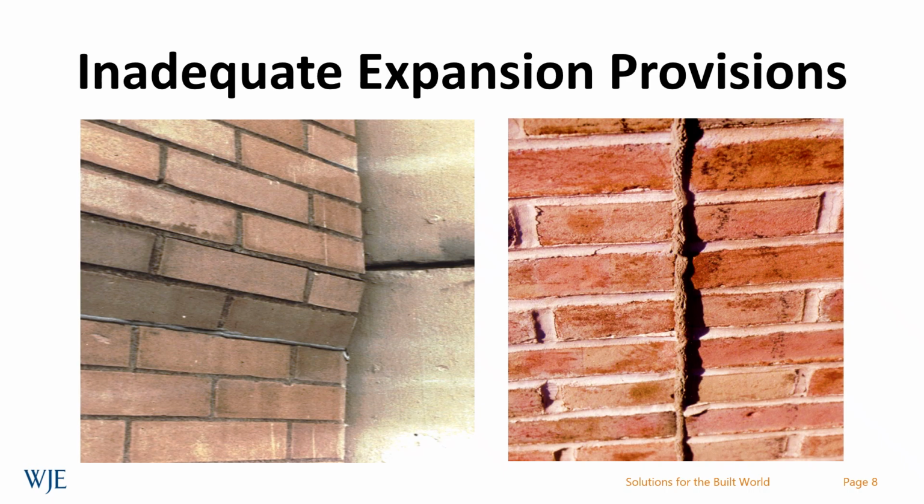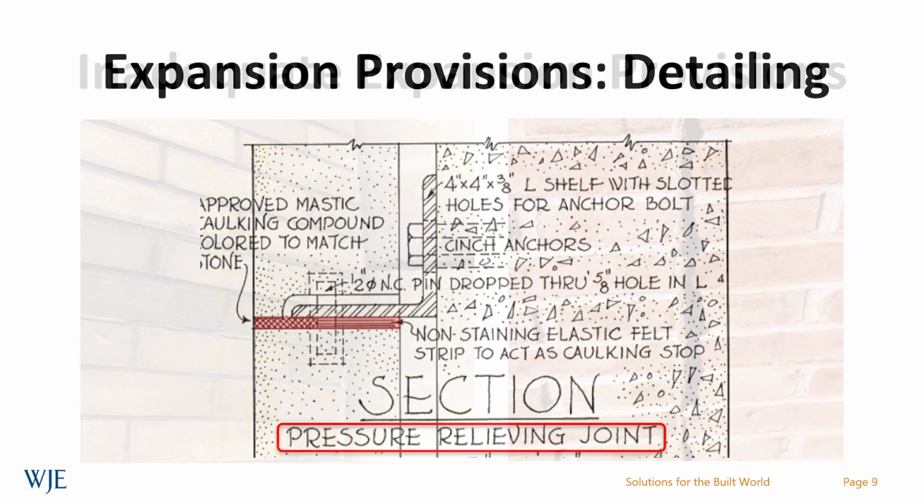Here are two more examples of unaccommodated expansion provisions. On the left, vertical expansion resulting in displacement, and on the right, horizontal expansion resulting in compression of joints and sealants within the vertical expansion joint.